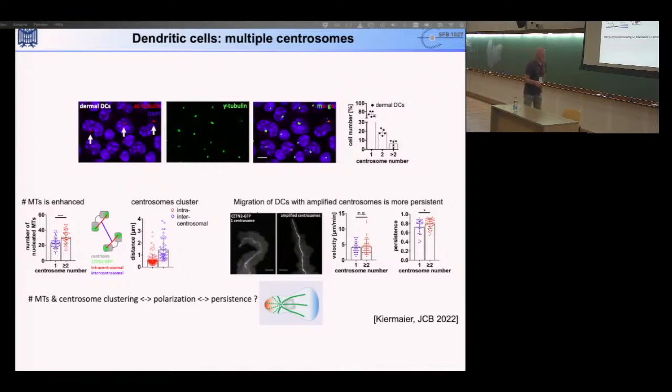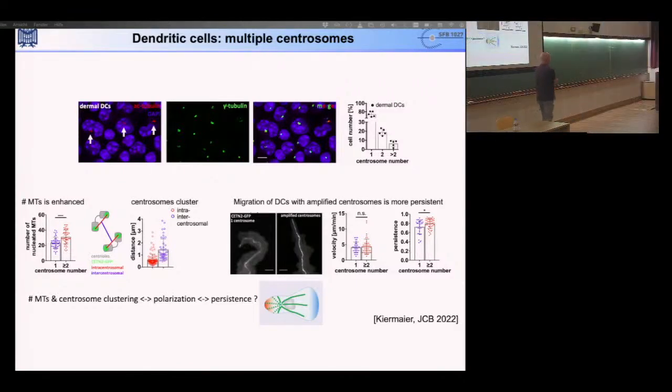Recently, a collaborator of mine, Eva Kiermaier, published a paper about the amplification of centrosomes in dendritic cells. It turns out that dendritic cells do not have only one centrosome, but sometimes two, and in many cases more. And the big question is, what is the function of that?